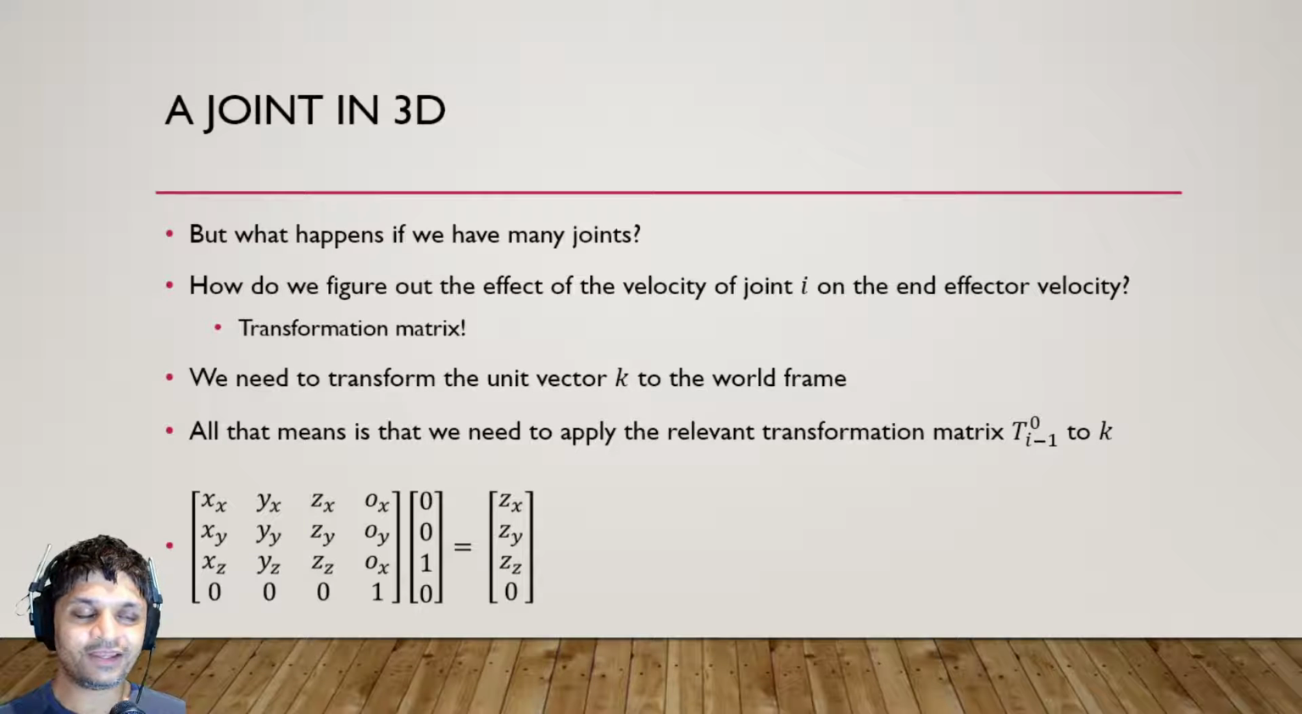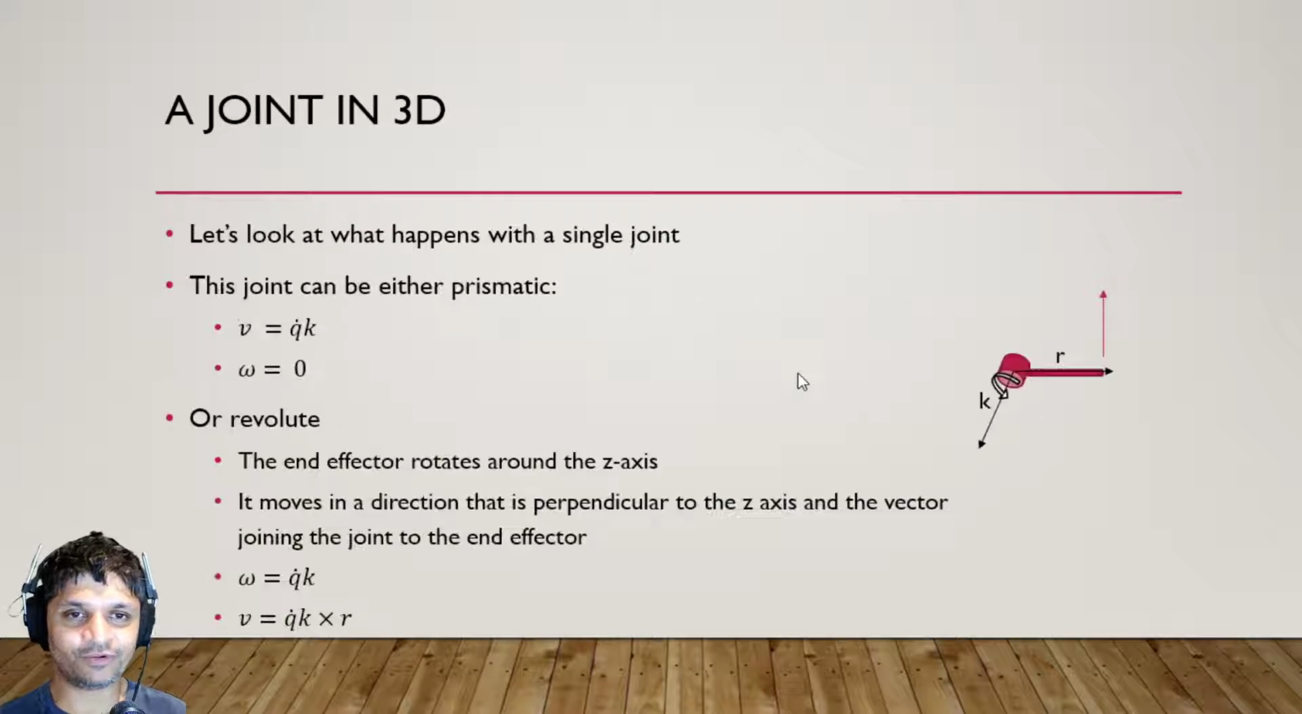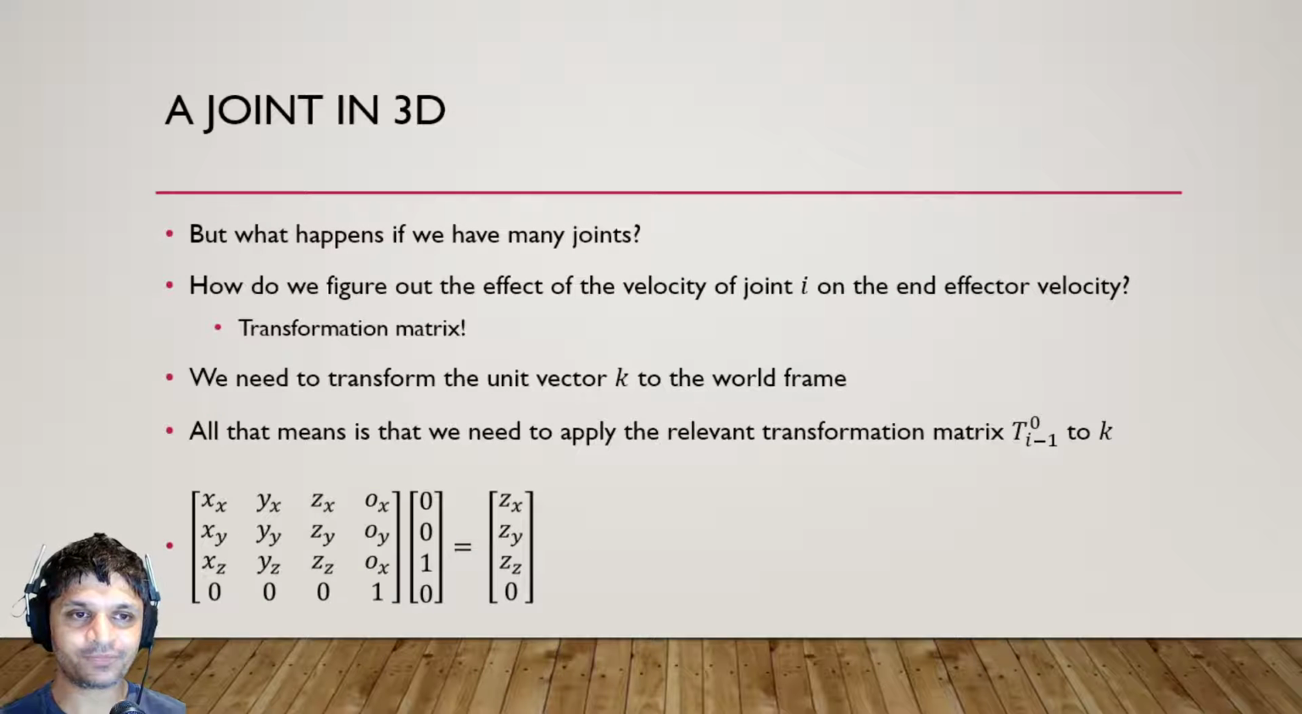Okay? But then how do I transform from the axis of that joint to the axis of the end effector? Well, I use the transformation matrix. So we just need to transform the unit vector k to be in the world frame. Because if you look at this system, we were saying that it's doing a motion of q dot, but in the z-axis, right? But now the z-axis is the z-axis of that joint. The vector will be completely different when I transform it to the world frame, which is the frame I really care about.